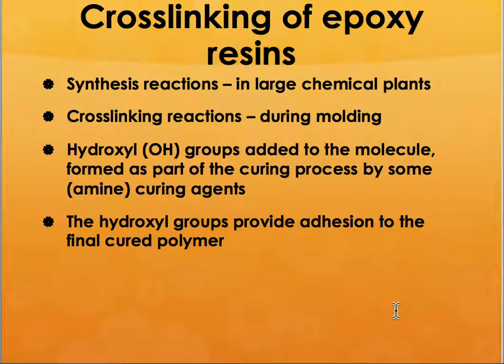The cross-linking reactions by themselves are conducted during the molding operation, where you are adding OH groups to the molecule, which is formed as part of the curing process by a curing agent. These curing agents are amines, so that can add the OH group to the molecule. The hydroxyl group is the one that provides the addition to the final cured polymer. So there is some water and things like that that are released during this reaction.